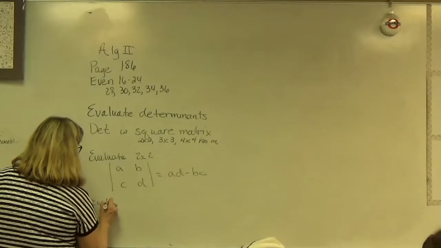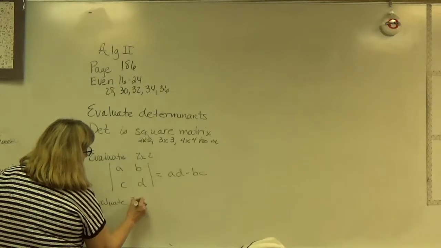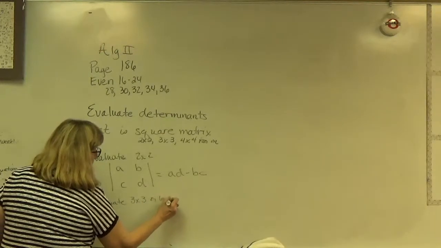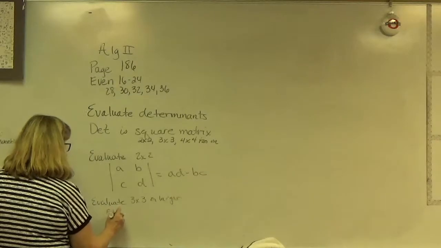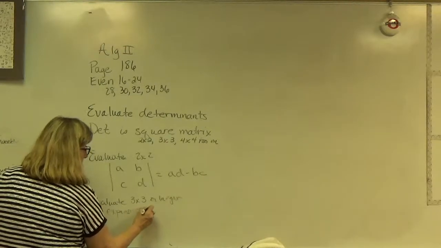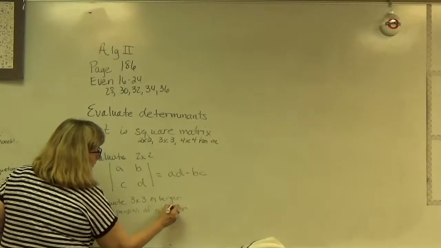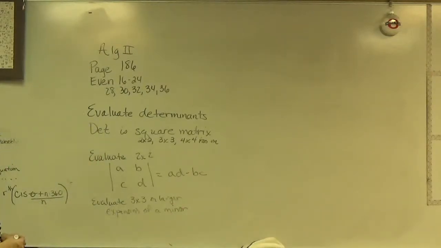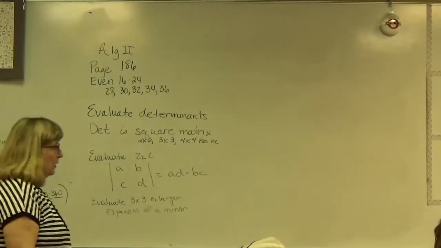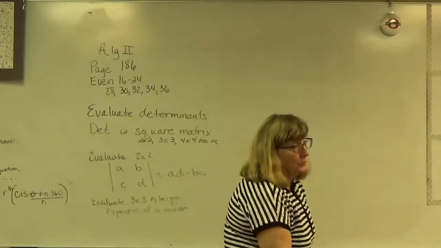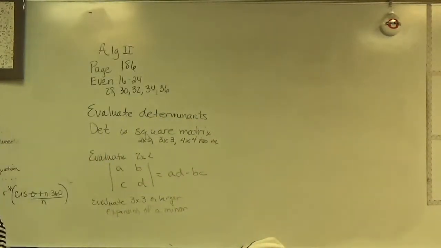To evaluate a 3 by 3 or larger, you use expansion of a minor. An expansion of a minor means, like if I have a 3 by 3, I'd break it down to 3 2 by 2s. A 4 by 4, I'd break it down to 4 3 by 3s, which then in turn I would break down to 3 2 by 2s each. So you'd have a lot of work all congested on one piece of paper.